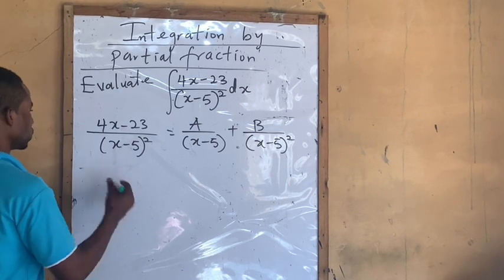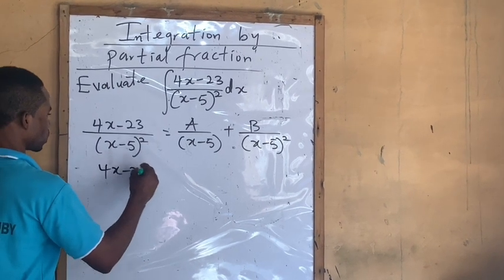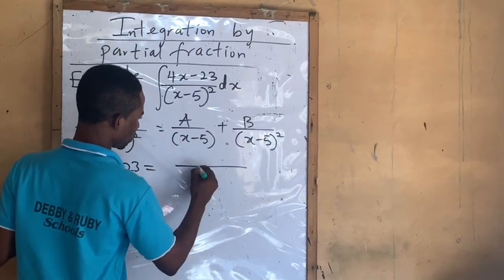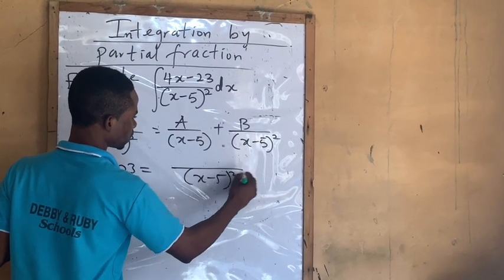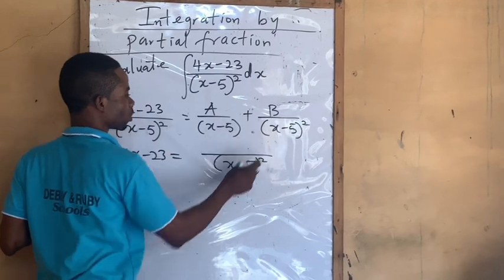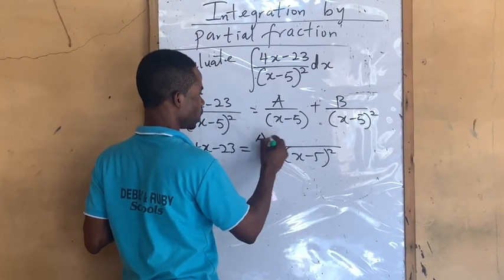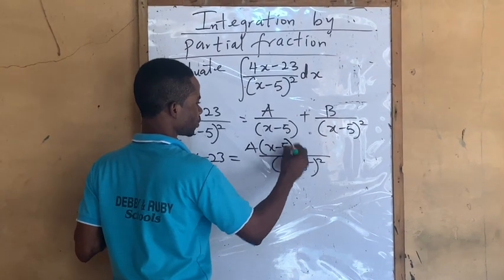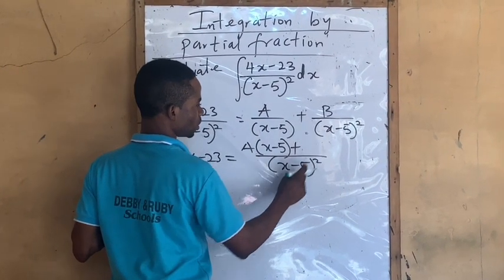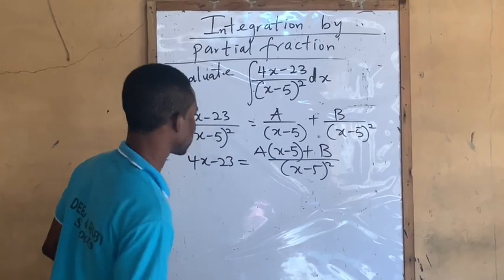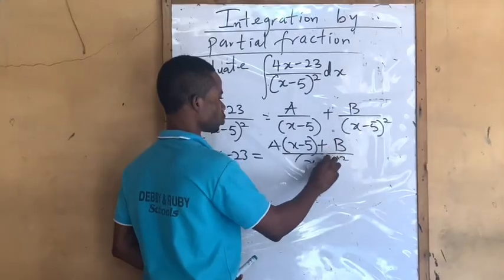Now, the way we do it, 4x minus 23 equals, if I find the LCM, I don't need to stress myself, the LCM will be this. Because this can go in this, and this can go in this, so it will remain 1. That will be A into bracket x minus 5, plus b, since this cancels this totally. Actually, we don't need this, I just tried to show you.